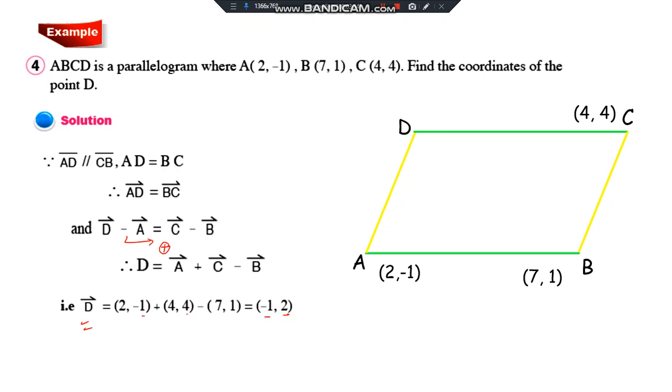In a parallelogram, if you want to find the fourth coordinate, the point D, we can use this as a rule: vector A plus vector C minus vector B to find D.